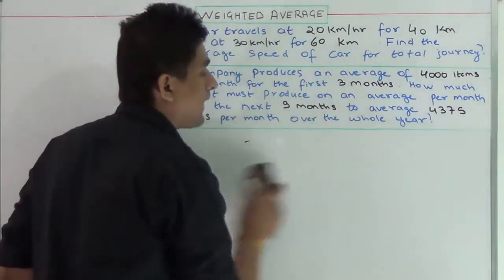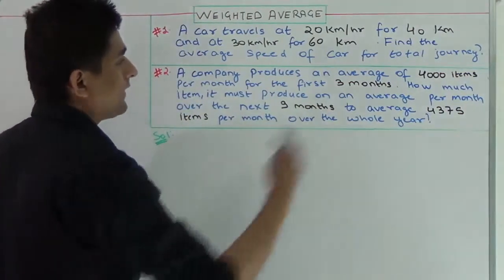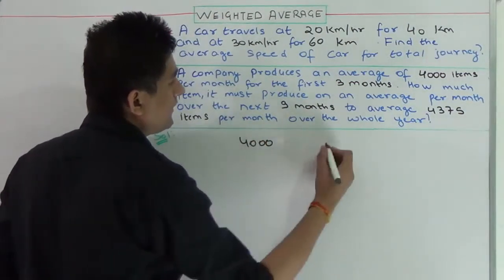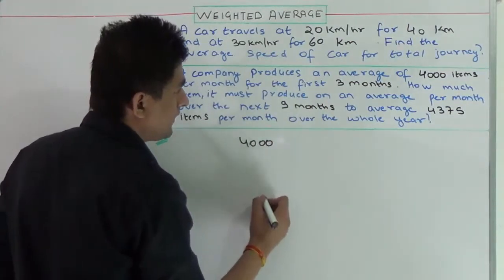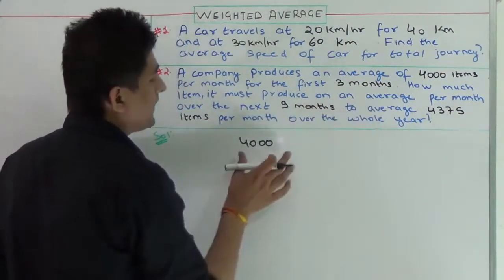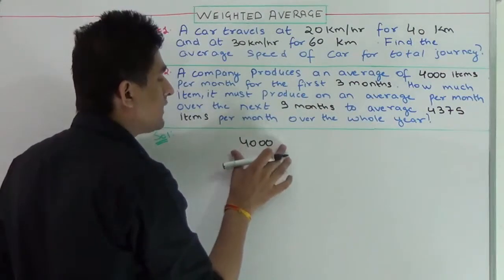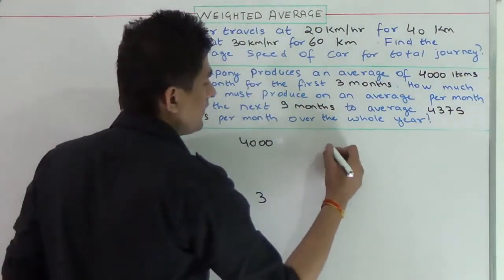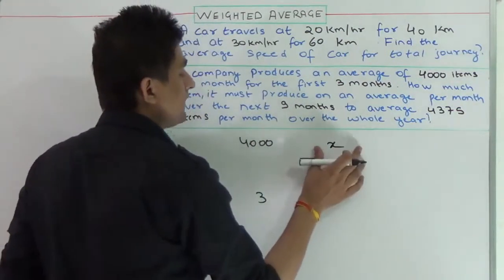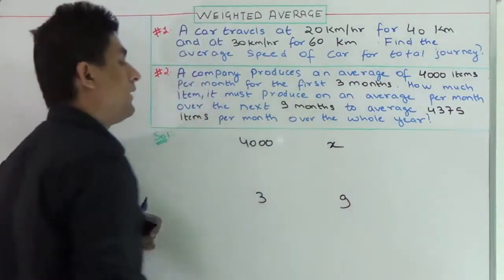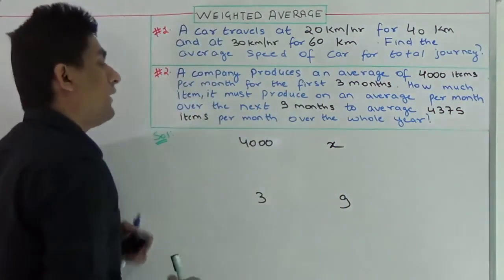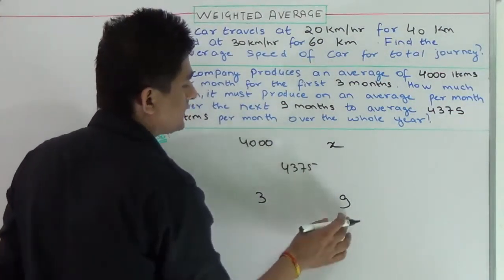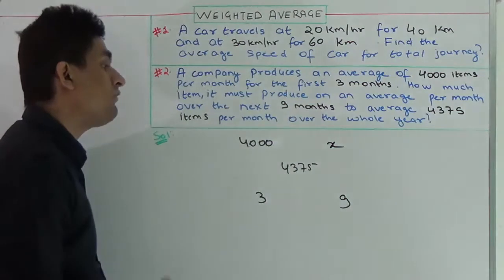We will solve this question by allegation again. These are rate values, so you can directly write it like this. The value of A1 will be here, and the corresponding month will be 3, because it is a rate quantity, as it indicates 4,000 items per month. Therefore, this number will be 3. And now I am assuming this for the 9 months. I am assuming that the company has produced X quantity on an average, and the overall average for the year, that means for the 12 months, 9 plus 3 months, is 4,375 units.